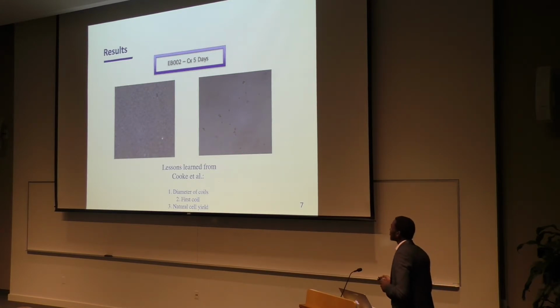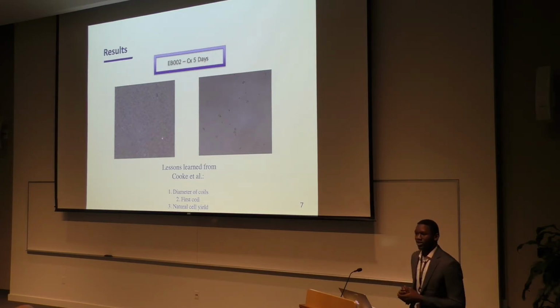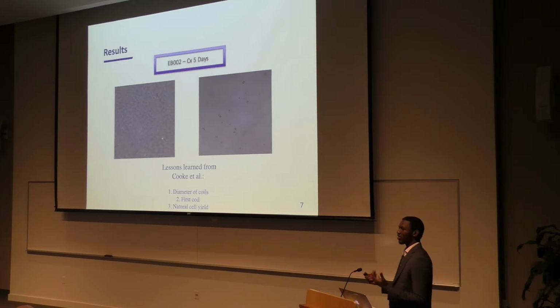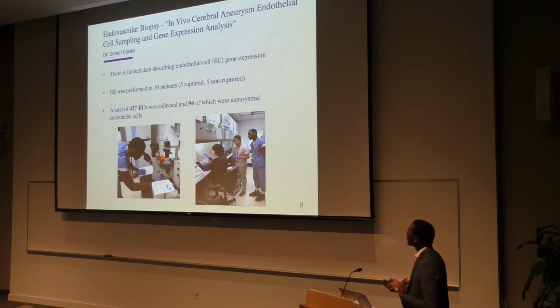Some lessons that we learned from Dr. Cook are, one, the diameter of coils. The larger the diameter, the more of a chance that it will scrape endothelial cells from the inside of the dome. Two, the first coil always seems to pick up a lot more endothelial cells than the second or the third. And three, natural cell yield: it's normal to gain a low amount of endothelial cells, but that just means that we have to be extra careful with our procedure.